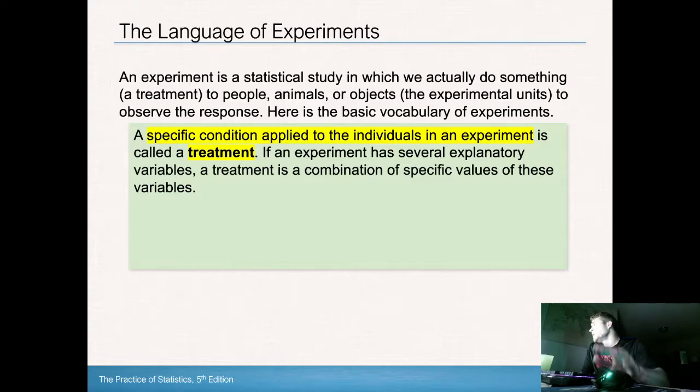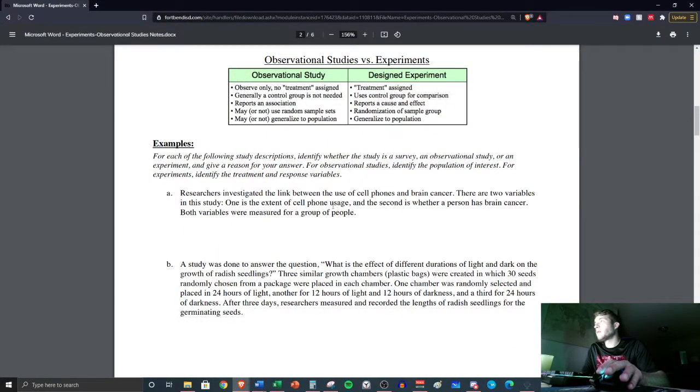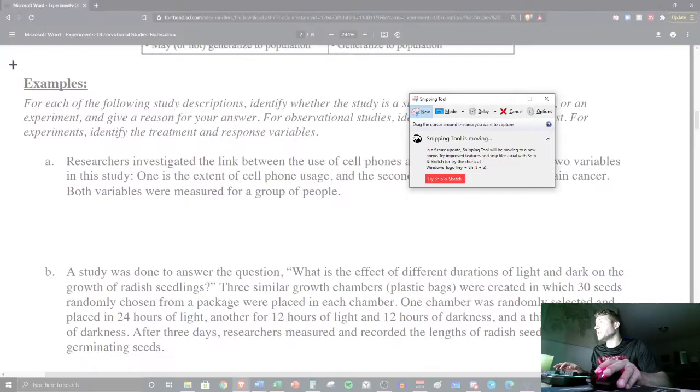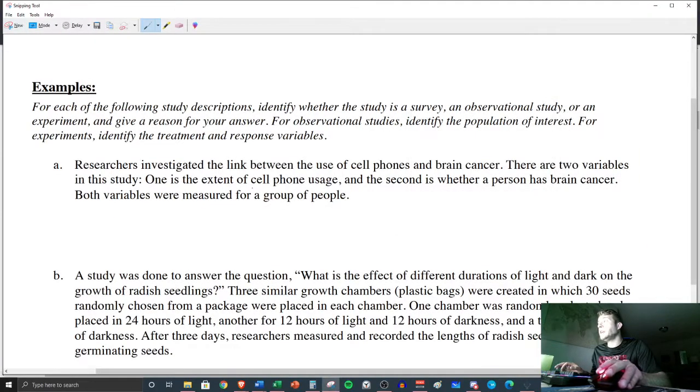Okay. So let's go ahead and pull up your worksheet here, and I'm going to write on this. In here, we have these examples. Each of the following study descriptions, identify whether the study is a survey, an observational study, or an experiment. We're not really worried about the surveys right now. Be observational study or an experiment, and give a reason for your answer. For observational studies, identify the population of interest. For experiments, identify the treatment and response variables. So I'll read through each question, and then you guys will work on this, try to answer them on your own. Okay, that's going to be what we do.